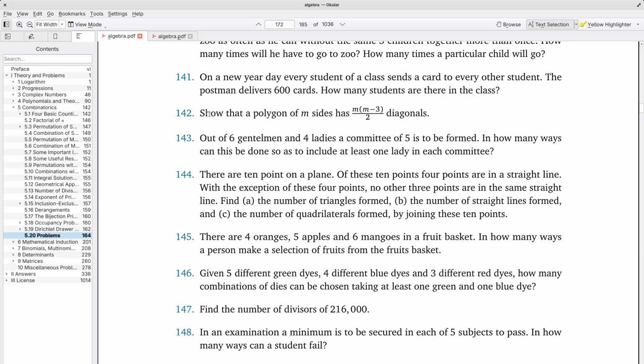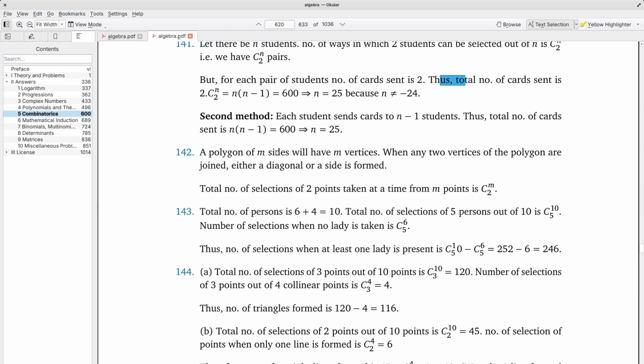Question 142 says: show that a polygon of m sides has m multiplied by m minus 3 over 2 diagonals. So a polygon of m sides will have m vertices. When any 2 vertices of the polygon are joined, either a diagonal or a side is formed. Thus, the number of selections of 2 points out of m points is mC2. So if you do mC2, it is m factorial by 2 factorial multiplied by m minus 2 factorial. You further solve it and you get the answer.